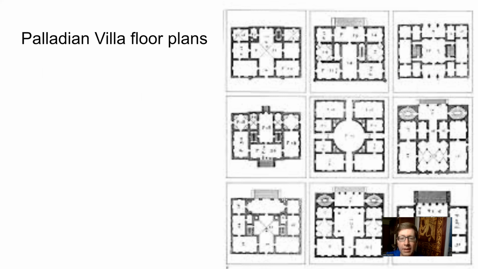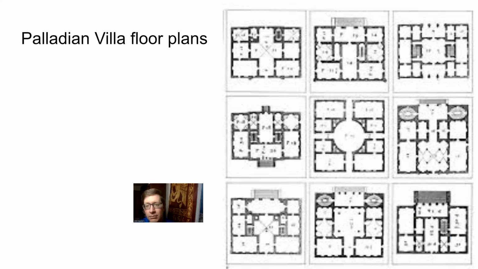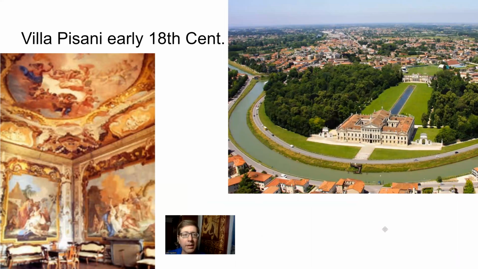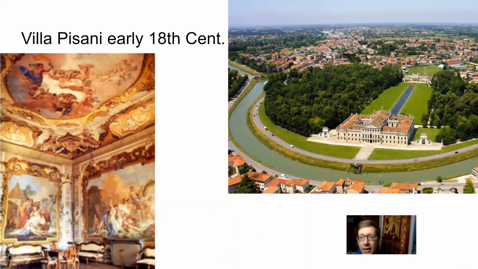theme is symmetry. Okay, take a look at these floor plans. Okay, very even, very good proportion, symmetrical. All right, this is the Pisani family's villa out on the terra firma. Now you see here they have this big canal coming by their house, and that's how they actually got there.